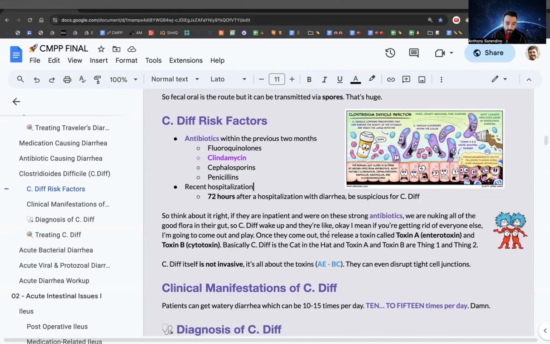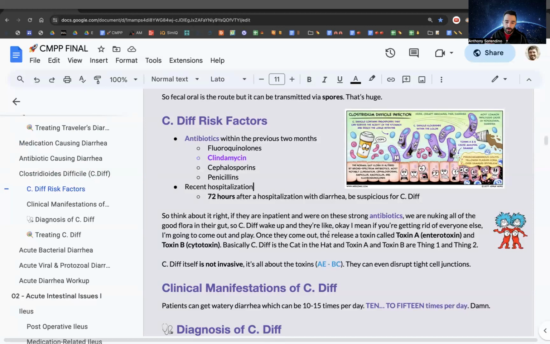And yeah, I wrote like a little explanation here. It makes sense, right? If they were an inpatient in the hospital and we're nuking them on all these antibiotics so they don't get sepsis or whatever, they're post-op or pre-op, and we gave them antibiotics, you know, you're nuking their gut flora. So C. diff is going to come out.